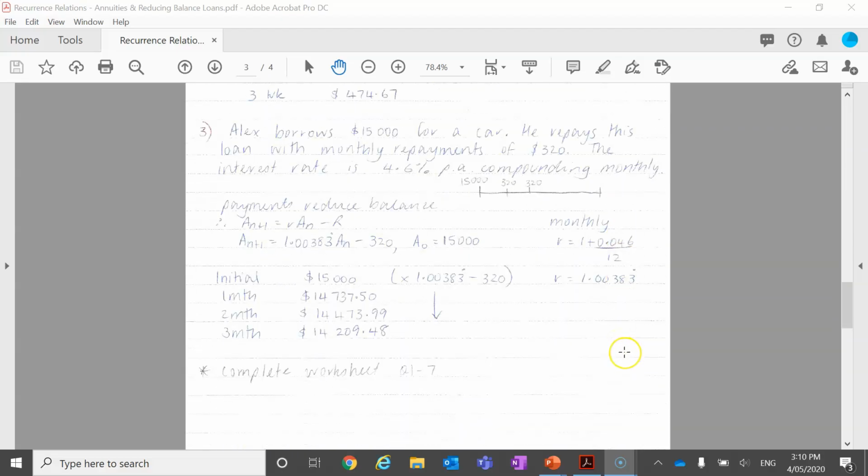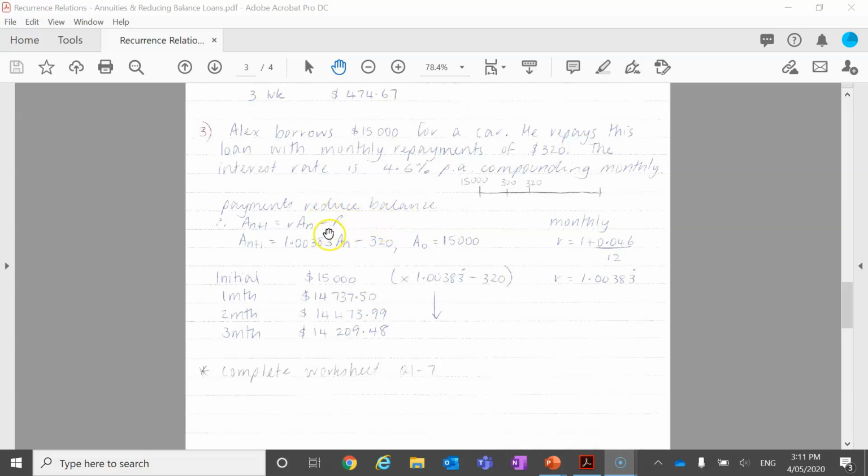The last example, Alex borrows $15,000 for a car. He repays this loan with monthly repayments of $320. The interest rate is 4.6% per annum, compounding monthly. What are our payments doing to our account balance in this question? So he borrowed $15,000, and when he's making his repayments, that's paying off his loan. So those payments are reducing the existing balance of his loan, or how much he owes the bank.